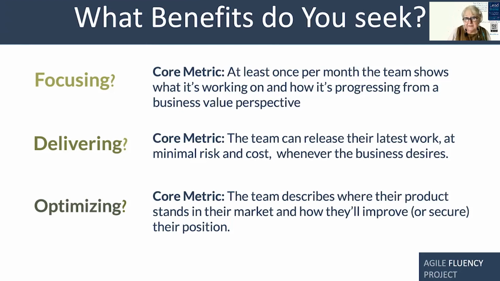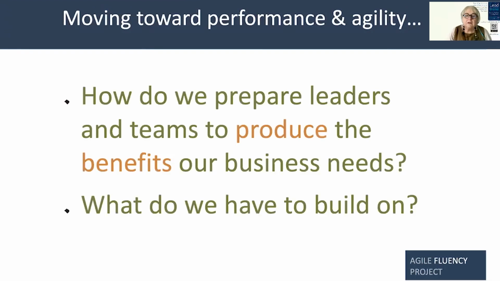So different companies have different needs. The need for delivering may be more intense in an organization whose main product is software. Focusing can be a better fit for organizations where the software is more an internal benefit and they don't need to take it out to the marketplace, and so on. So the idea of the Agile Fluency Model is, how do we prepare leaders and teams to work together to produce the benefits that the business needs?